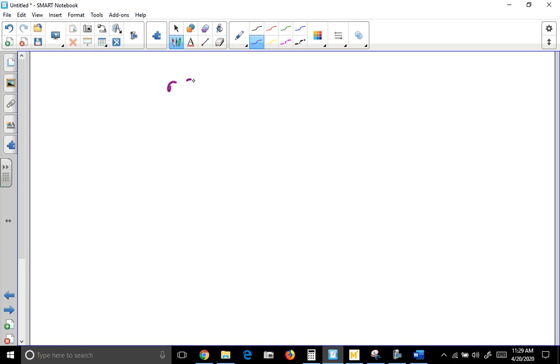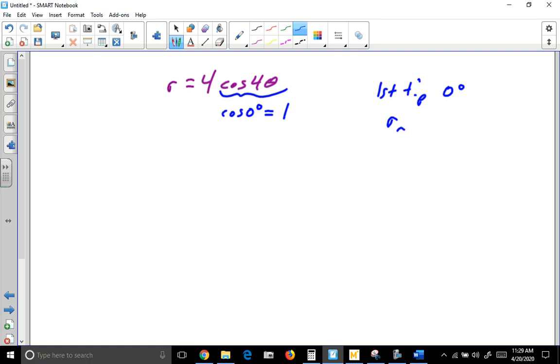Let's do r equals 4 cosine 4 theta. So our first tip, we know, is going to be at 0 degrees, because if we substitute 0 in, 4 times 0 is 0. Cosine of 0 degrees is 1. That's as big as cosine can be. And also notice that when cosine is 1, 4 times 1 gives us a maximum radius of 4.